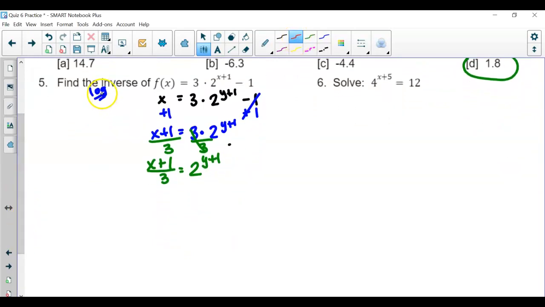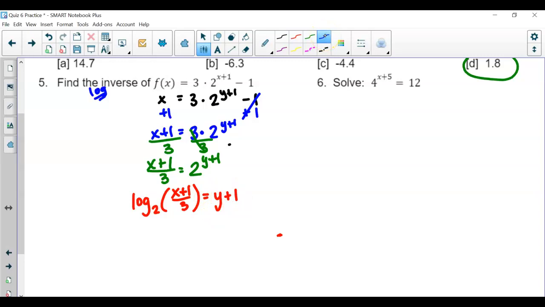Now you can write it as the inverse, which is the log. Well, what is the base? The base, remember, guys, is always what's raised to the exponent. So the base is 2. Log base 2 of what? (x + 1)/3, and close off the parentheses, right? Keep that all together, equal to your exponent, which is y + 1.